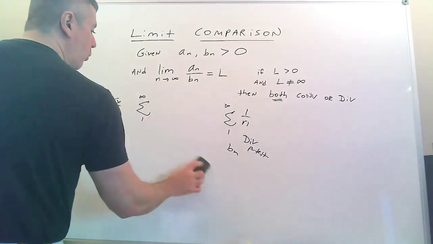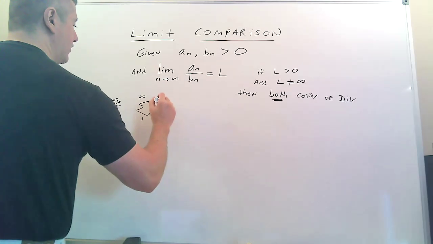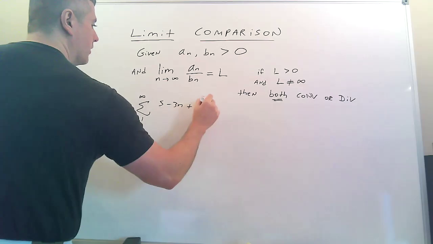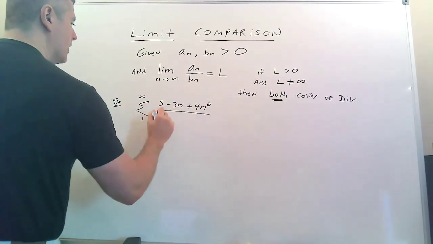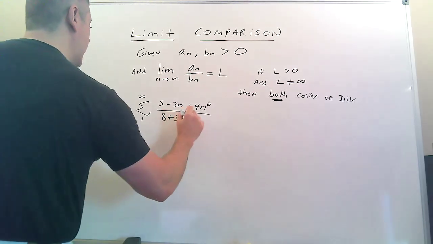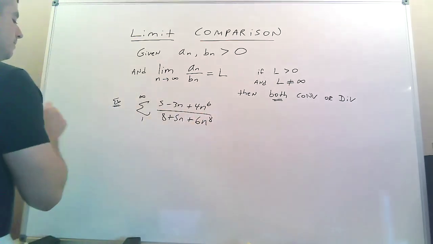It doesn't matter what I start with, right? I mean, I could make these look as nasty as I want. I mean, I could start. I'm going to make one up, something like that, and then I have 8 plus 5n, and then let's say plus, I don't know, 6n^8.